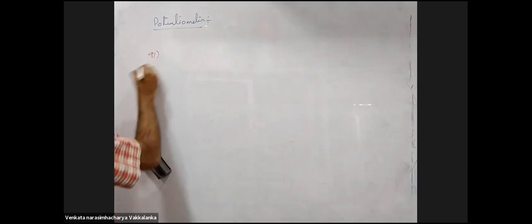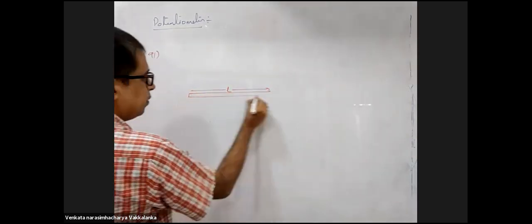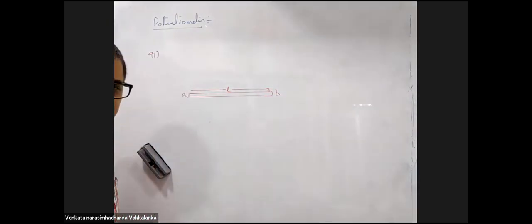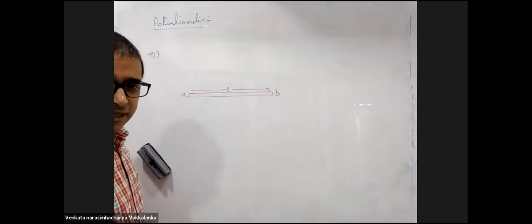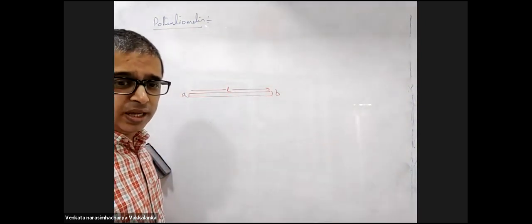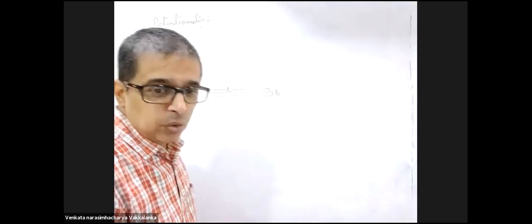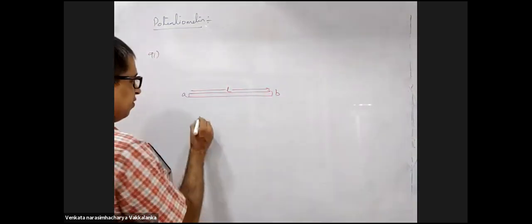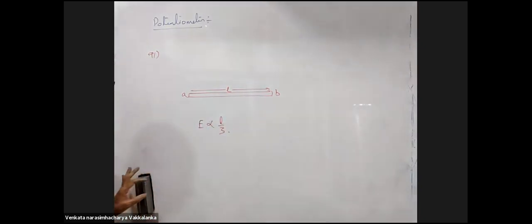91st. Length of a potentiometer wire is L. This is the length of the potentiometer wire AB. A cell of EMF E is balanced by a length L by 3 from the positive end. If the length of the wire is increased by L by 2, at what length will the same cell have a balancing length? An EMF of E is directly proportional to L by 3. First info given.